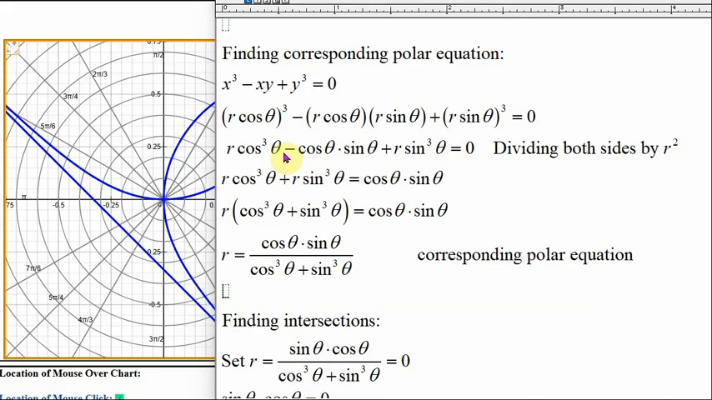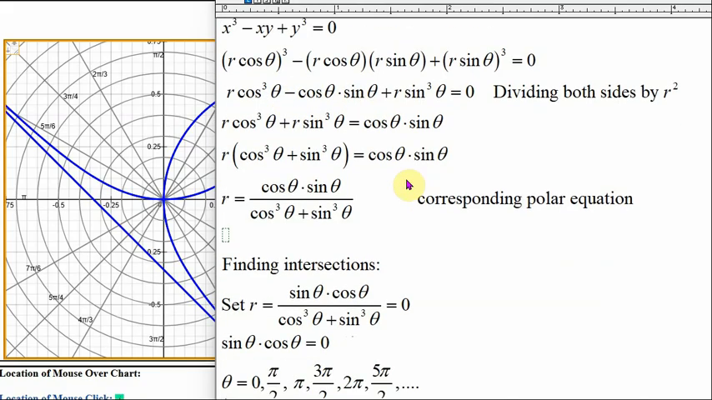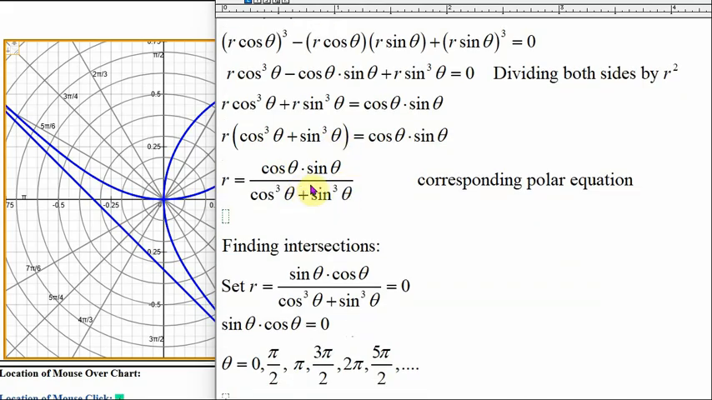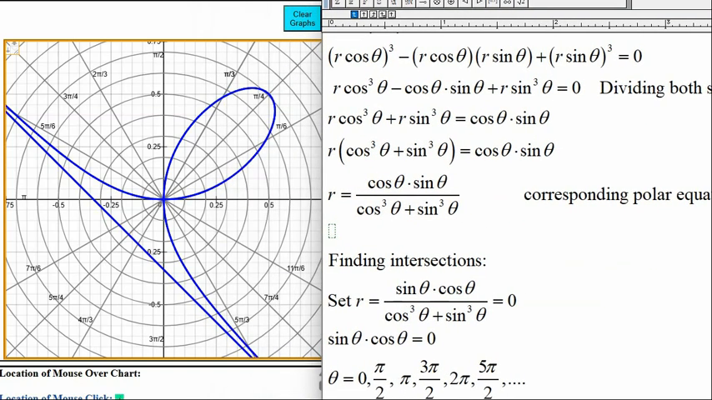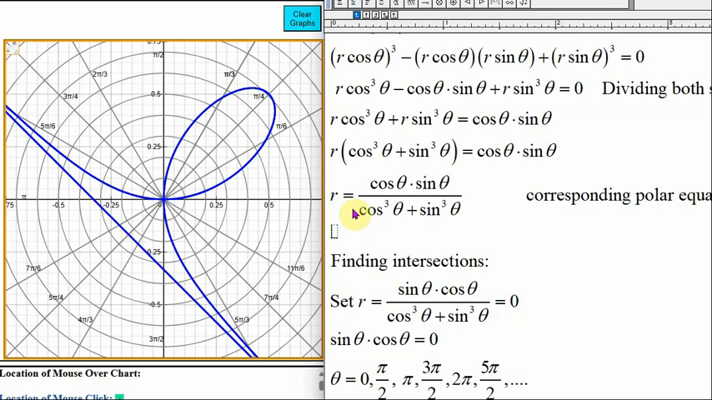And then move this term here to the right side. Divide both sides by cosine to the third of theta plus sine to the third of theta, and we get the corresponding polar equation. One more time, the graph of this polar equation is called a Folium of Descartes, and what we want is the area of this loop right here.